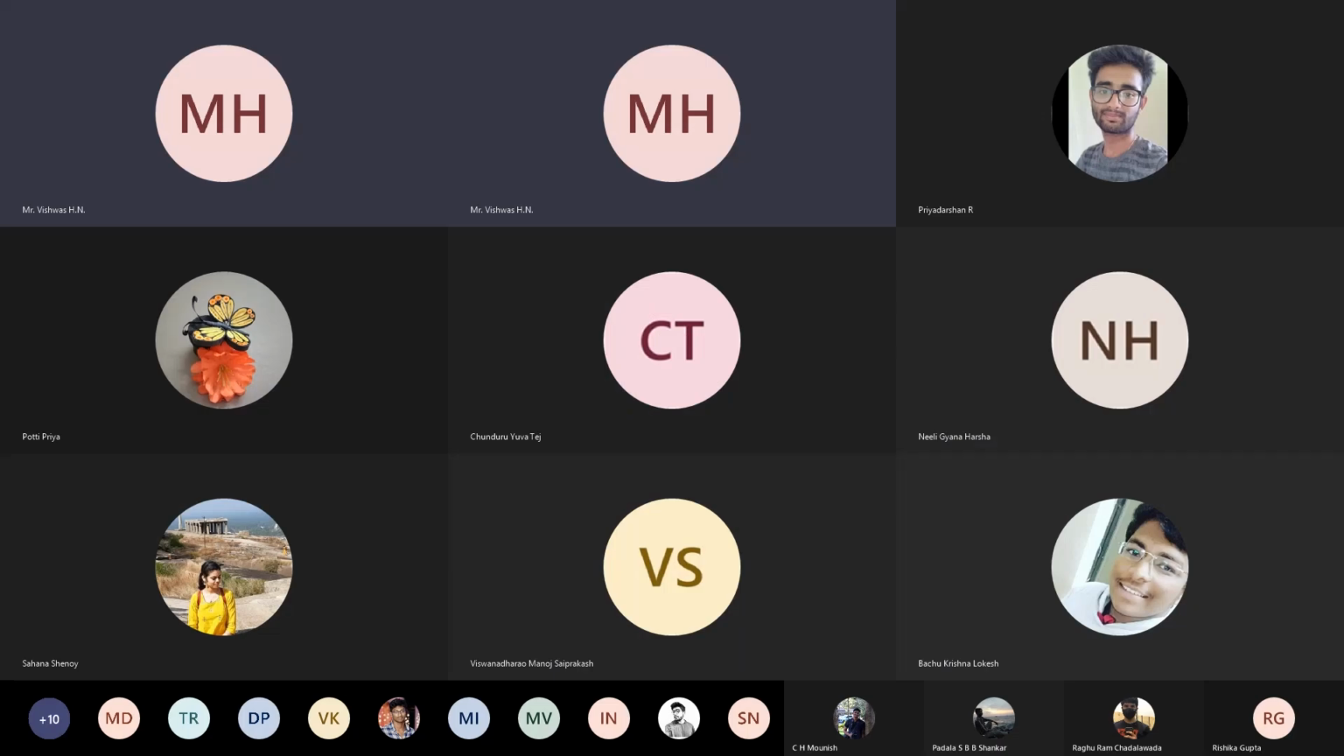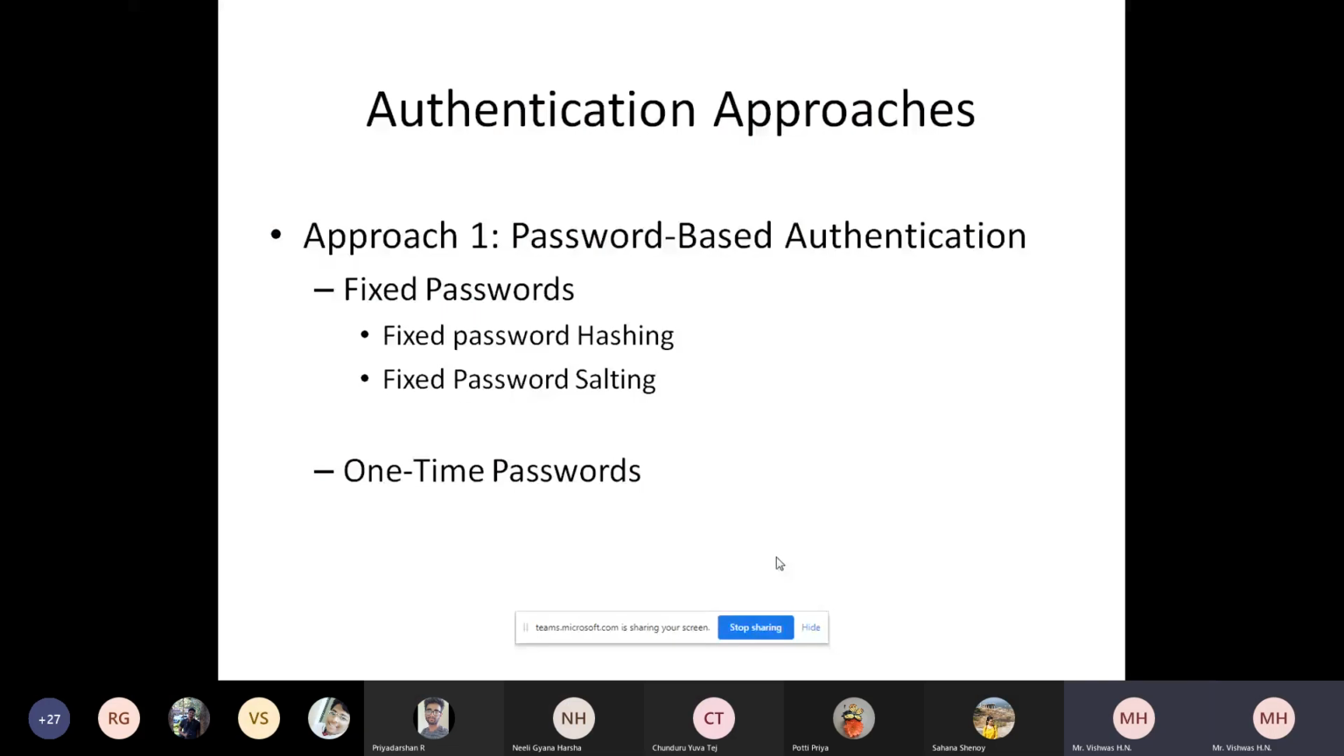So one-way authentication and two-way authentication are the two types of authentication, based on the requirement. If you get a question like what are the factors of authentication, it is what you know, what you have, what you are. Based on factors, it can be multi-factor or single factor.